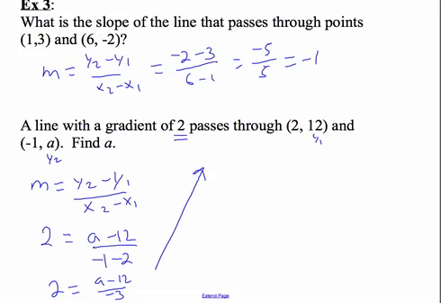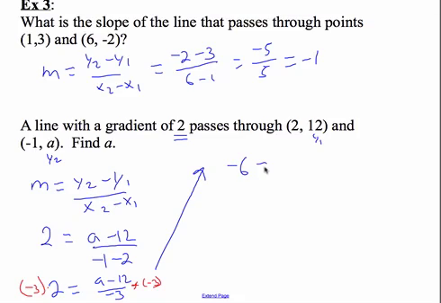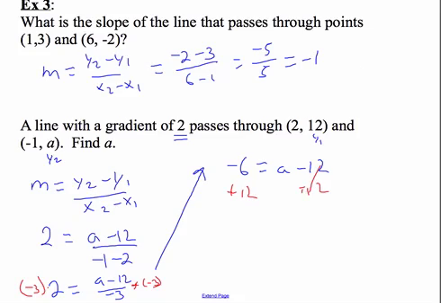Okay, and then we need to get rid of that -3 down there, so we can multiply both sides of the equation by -3. And then we will get -6 equals A minus 12, and then we simply add 12 to both sides to get the value of A. So we have 6 equals A is our answer.